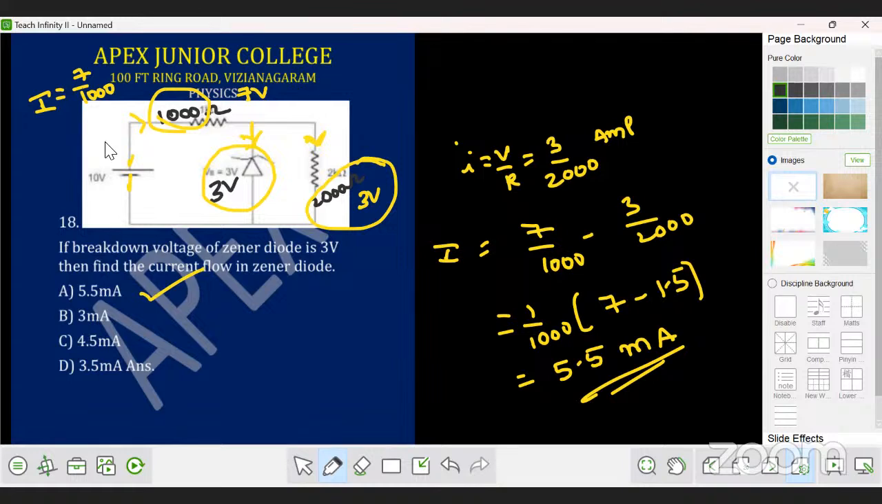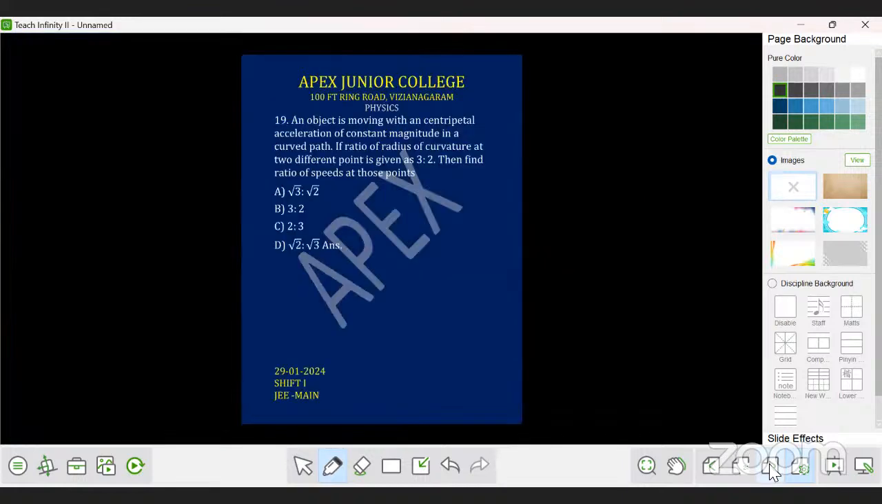Okay. So if the Zener diode voltage is given as 3 volt, in the parallel combination it maintains the same voltage only. Na? So based on that, here I found the current. And if 3 volt is dropped here, the remaining 7 volt will be here. Then here also I found the current. If you know the current here and here, the remaining current will pass through the Zener diode. Then you will easily get the answer. Okay. Now, the next question.